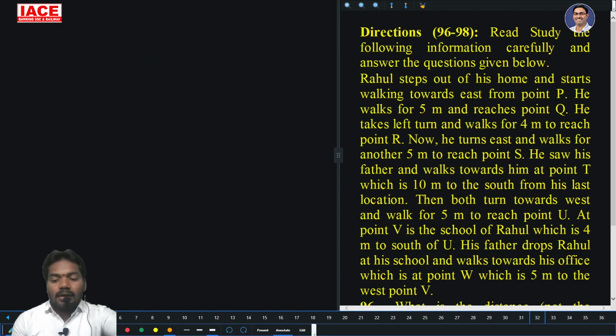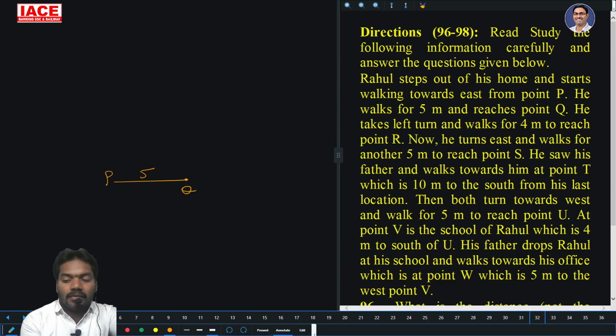Questions 96 to 98. Rahul steps out of his home and starts walking towards east from point P. He walks 5 meters and reaches point Q. He takes a left turn and walks 4 meters to reach point R. Now he takes east and walks another 5 meters, reaches S. He saw his father and walks towards him at a point T, which is 10 meters south of his last location. South means only chance of 4 and 6. This is T, where he meets the father.